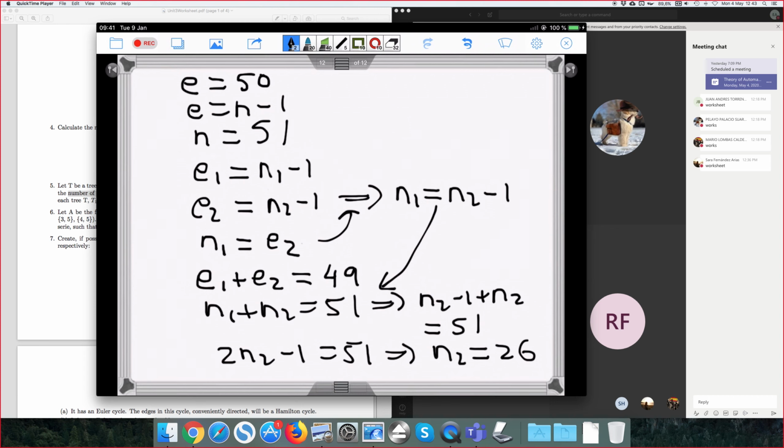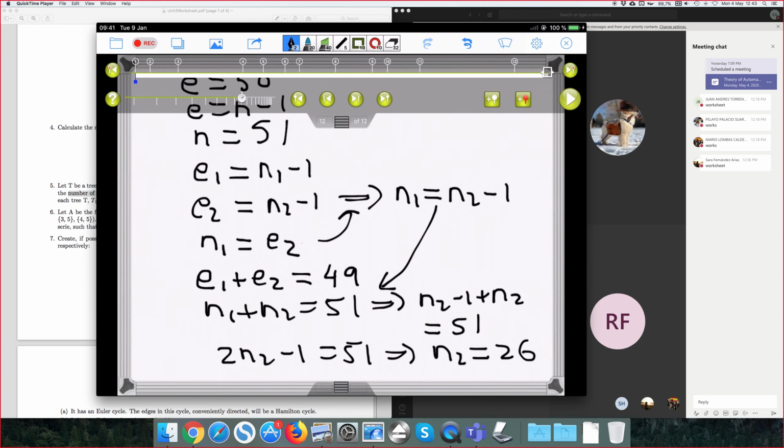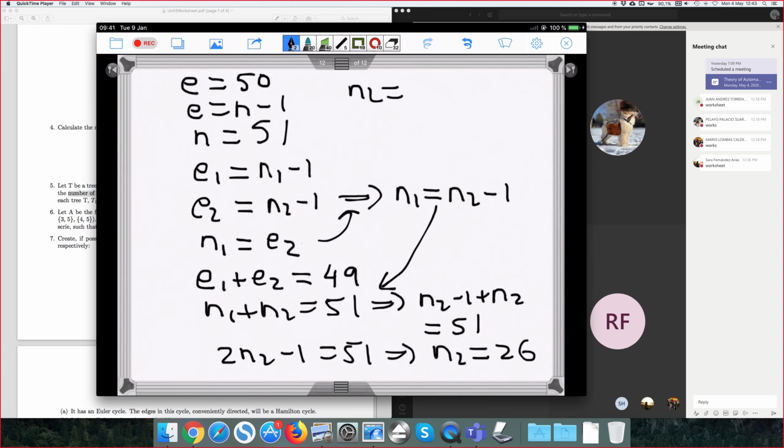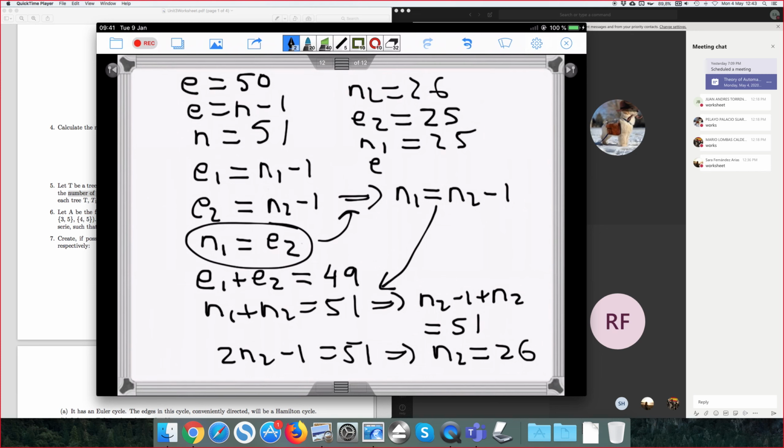And from this I obtain, so let me write it here, N2 is equal to 26. From that I obtain E2, which should be 25, and I obtain N1, which is equal to E2, which is again 25, and then E1 is one less than the number of vertices, and it is 24. Okay?